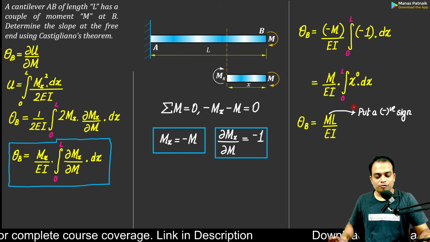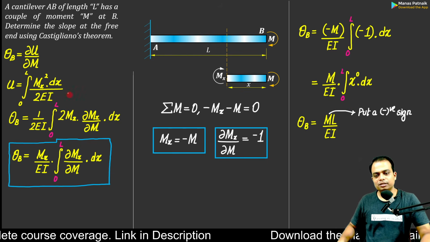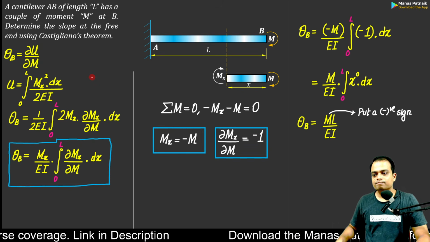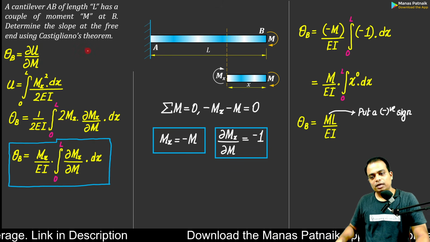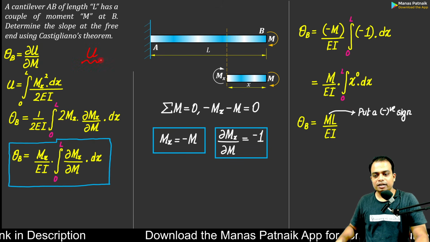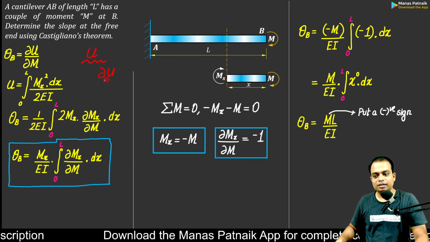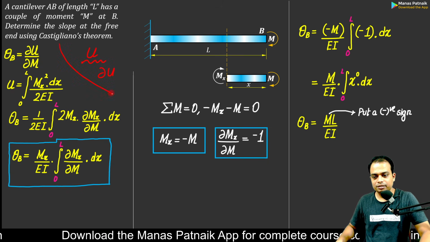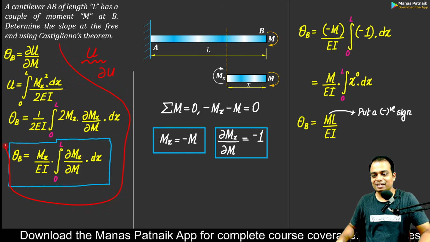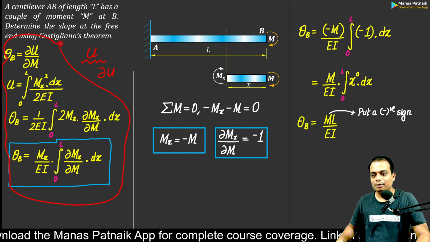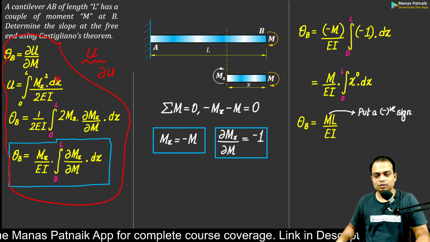Right? So if you want, you can do the same calculation using the work energy equivalence also. You can do the calculation for the entire strain energy first of all, and then you can differentiate. What I'm trying to say is you can avoid my method also. You can bypass my method also.